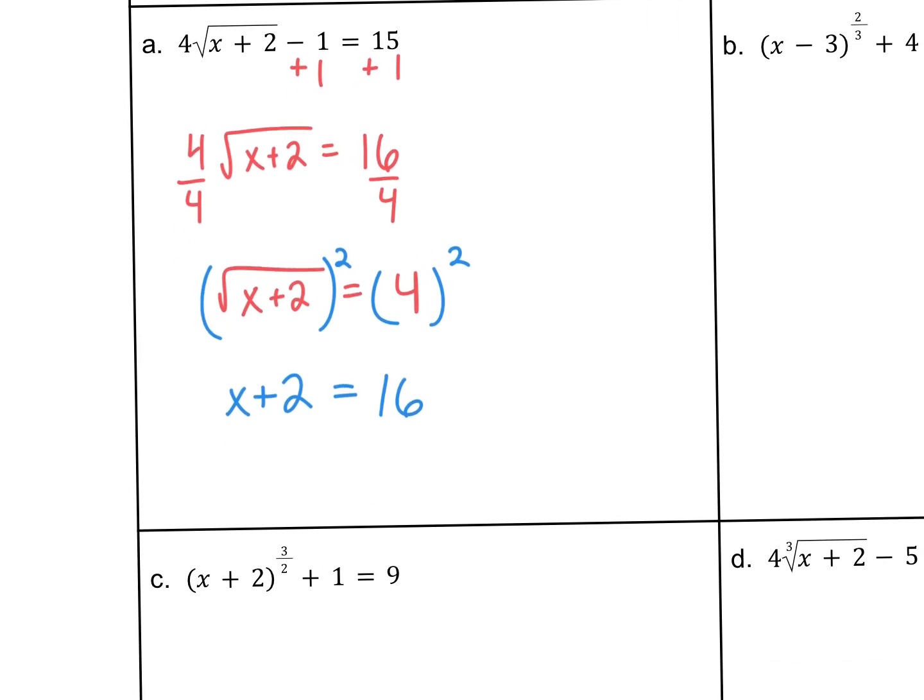Okay, it's not 4 times 2. It's 4 times itself. That's what a squaring does, okay? So 4 times 4 is 16. That's how I do that. I could also just type it in my calculator, okay? From here, I just solve. Subtract the 2. X is 14, and I'm done. Okay?